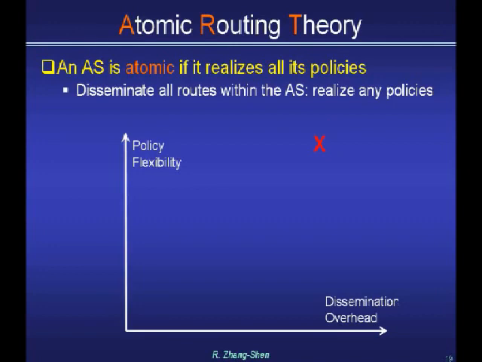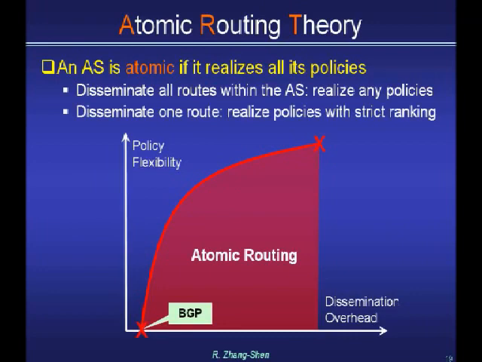The overhead is measured in terms of the number of routes disseminated in your AS. So it sits in the upper right corner. And the theory actually tells us there's a trade-off between the flexibility in the policy you can have and the dissemination overhead. The curve looks something like this. It's basically telling you that to achieve a certain flexibility on the y-axis, there's a minimum amount of overhead you have to pay. You can pay more than that, but there's a minimum. And within the shaded region, you can have atomic routing, meaning realizing all your policies.